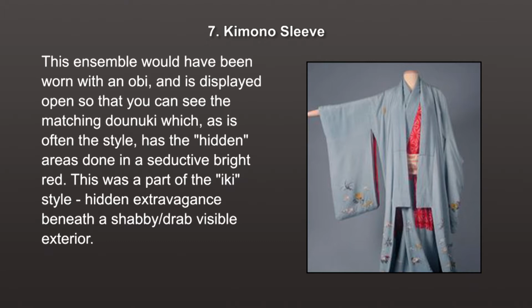and is displayed open so that you can see the matching donuki or the underlayer, which is often the style. The hidden areas have been done in seductive bright red. This was part of the Iki style or hidden extravagance beneath the shabby, drab, visible exterior.